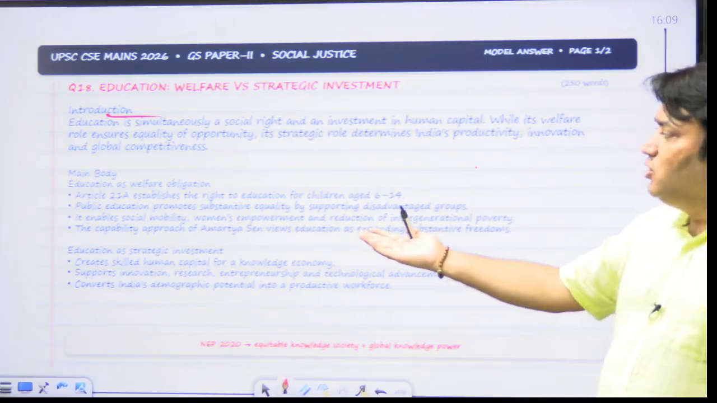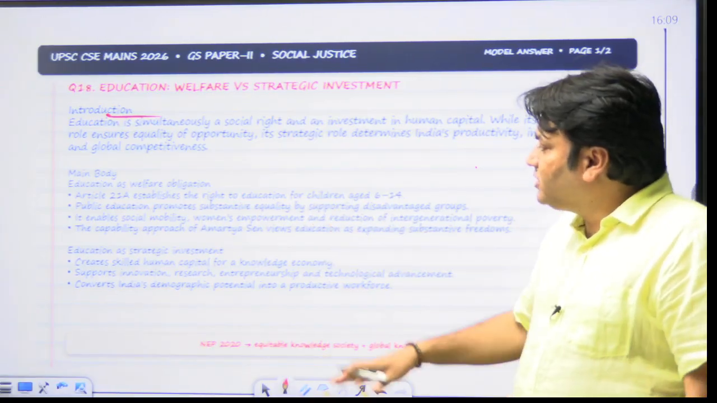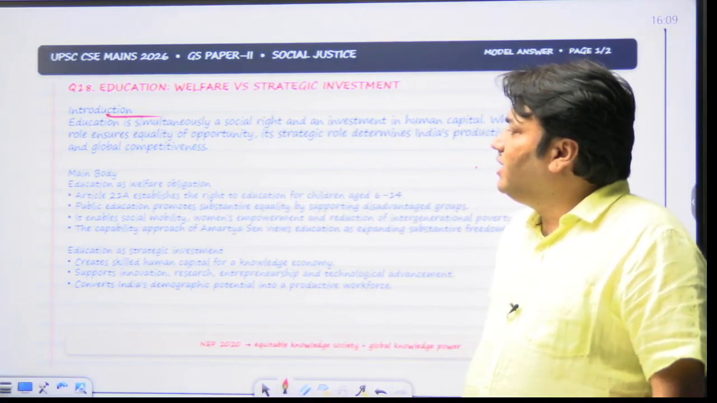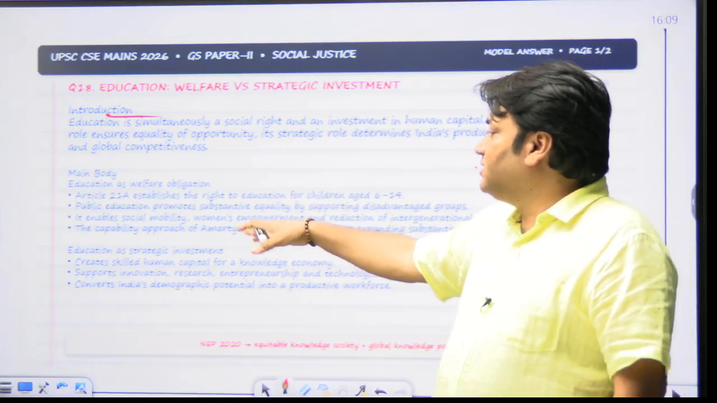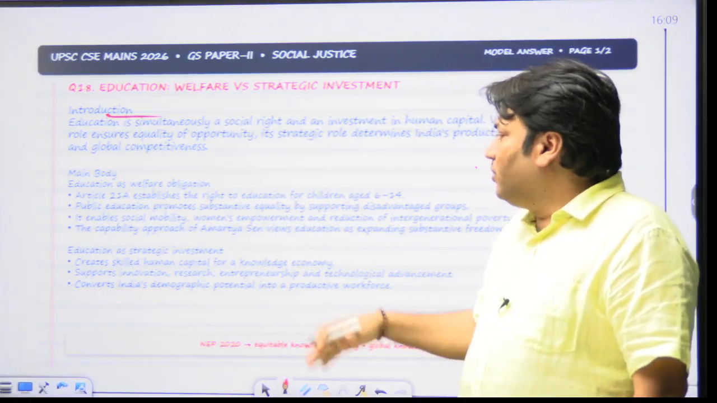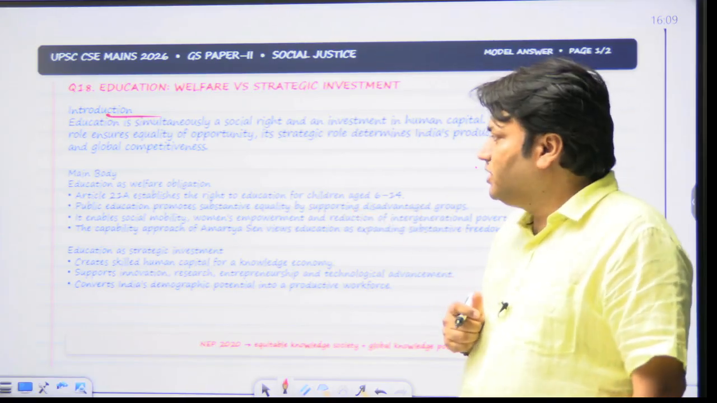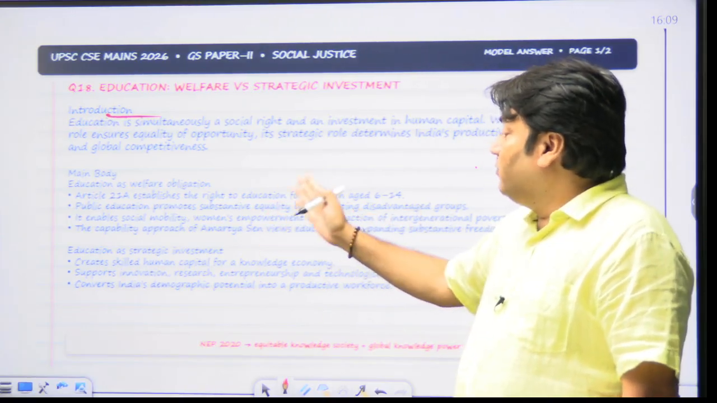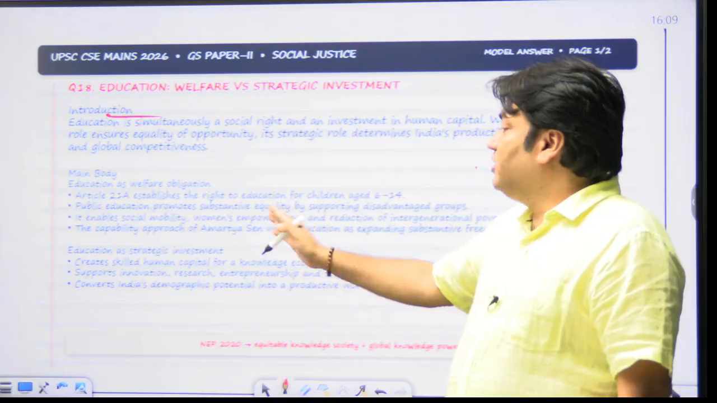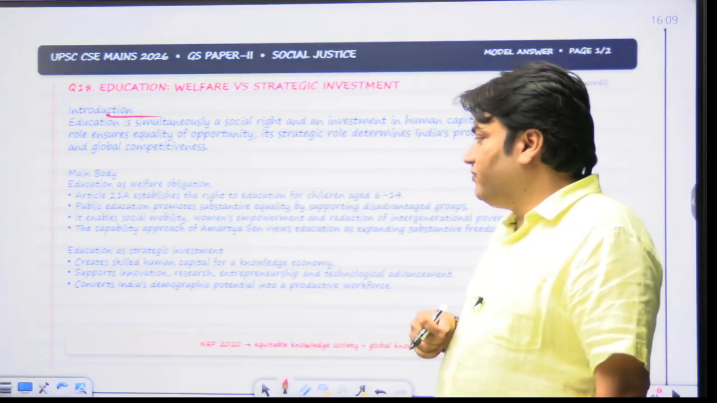Its strategic role determines India's productivity, innovation and global competitiveness. In the main body, you can write education as a welfare obligation and education as a strategic investment. Education as a welfare obligation: in this part you can write that Article 21 establishes the right to education for children aged 6 to 14. Public education promotes substantive equality by supporting disadvantaged groups. It enables social mobility, women's empowerment and reduction of intergenerational poverty. The capability approach of Amartya Sen views education as expanding substantive freedoms.